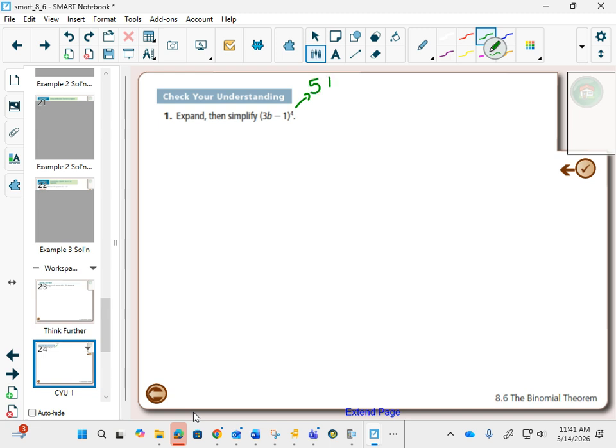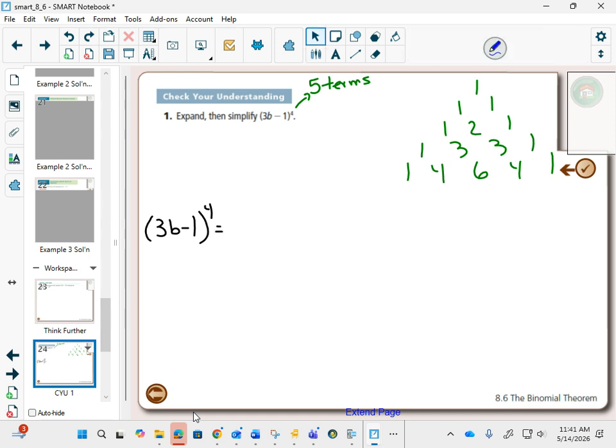You're always going to have one more term than the exponent. So at 5 terms, I look at my Pascal's triangle here. How far do I have to go until I get 5 numbers? Right here, 1, 4, 6, 4, 1. So if I want to do 3b minus 1 to the 4, I know that I'm going to have 1, 4, 6, 4, 1. Spread those out.